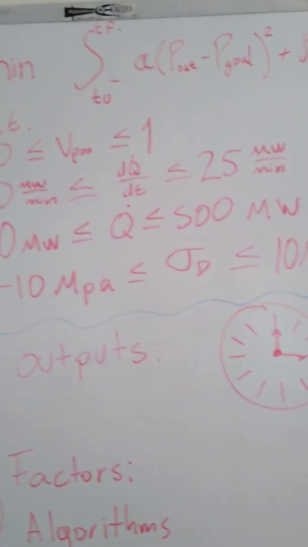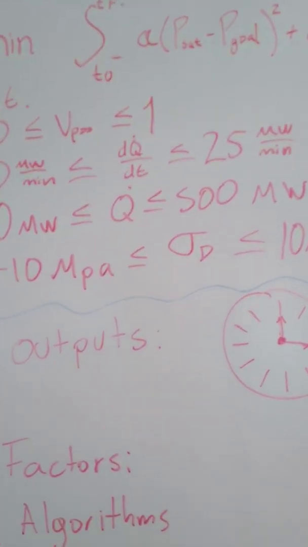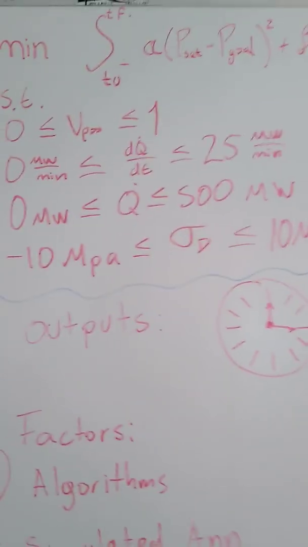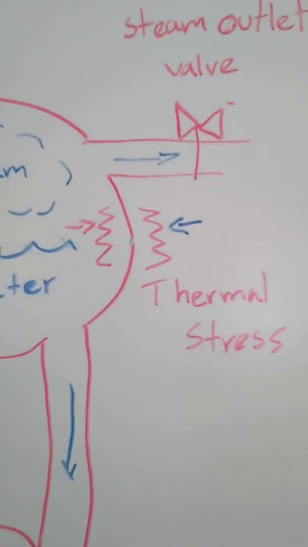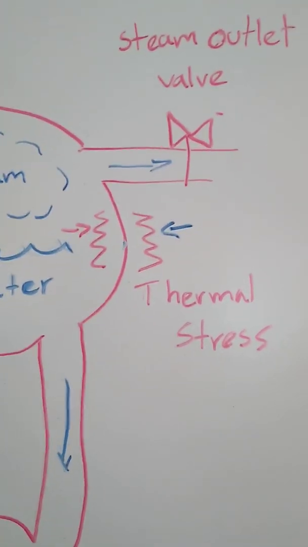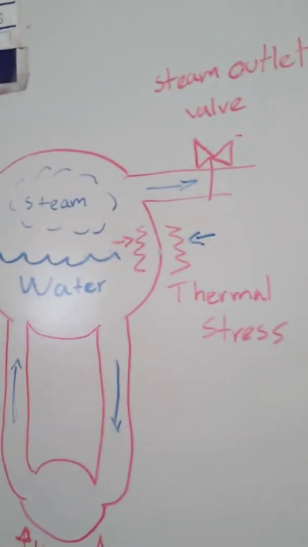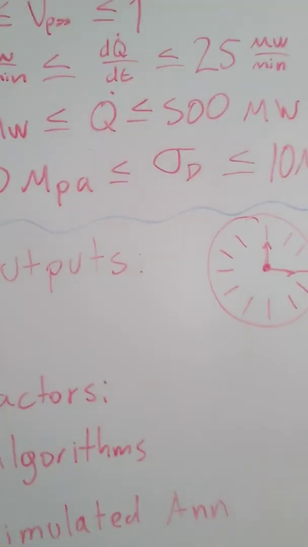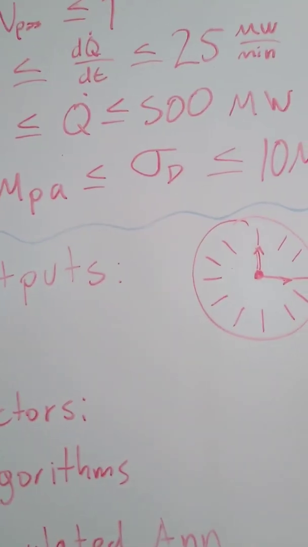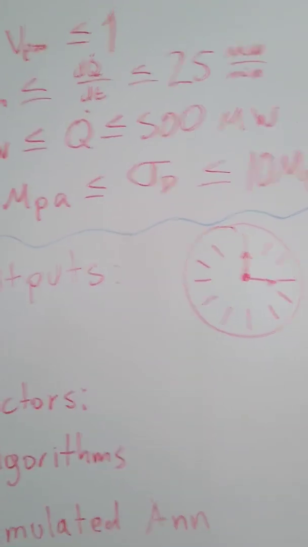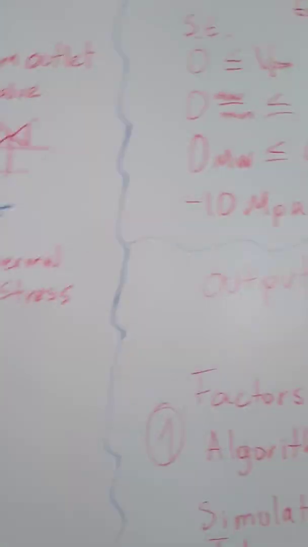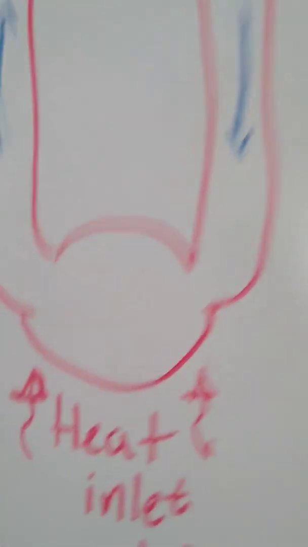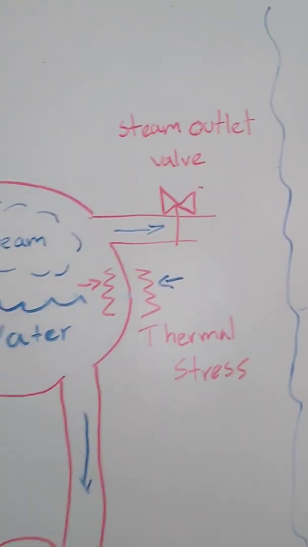And the most important constraint is the one that avoids the excessive thermal stress. Here you can see the thermal stress for the different temperatures in the outside and in the inside of the boiler. This thermal stress must be less than 10 megapascals. For this, we can control two valves, the heat inlet valve of the drum boiler and the steam outlet valve.